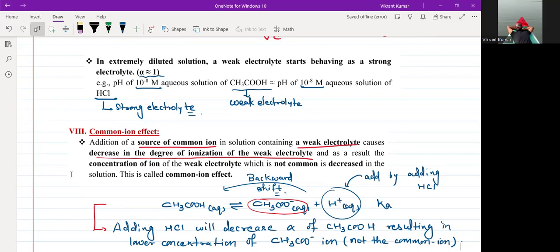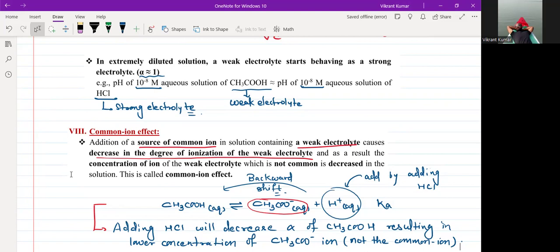If I just add HCOOH भी ना, मान लो मैंने formic acid भी add किया, that will also suppress the ionization of acetic acid, but in return acetic acid will also suppress the ionization of formic acid. Is it okay? So weak electrolyte will always have suppression in its ionization due to presence of any other substance which is providing common ion in the solution.